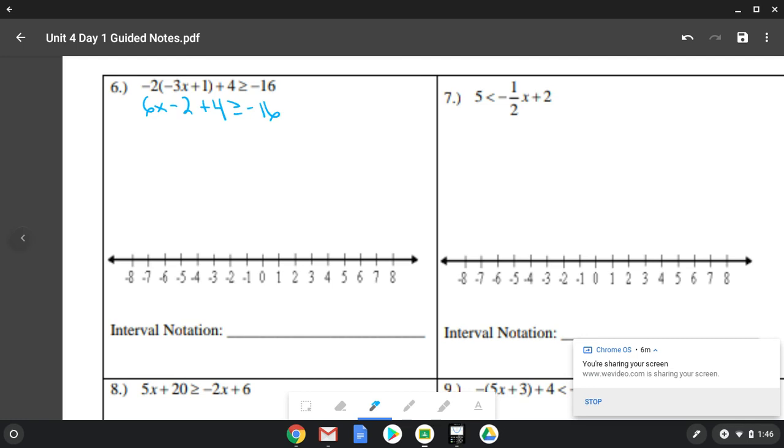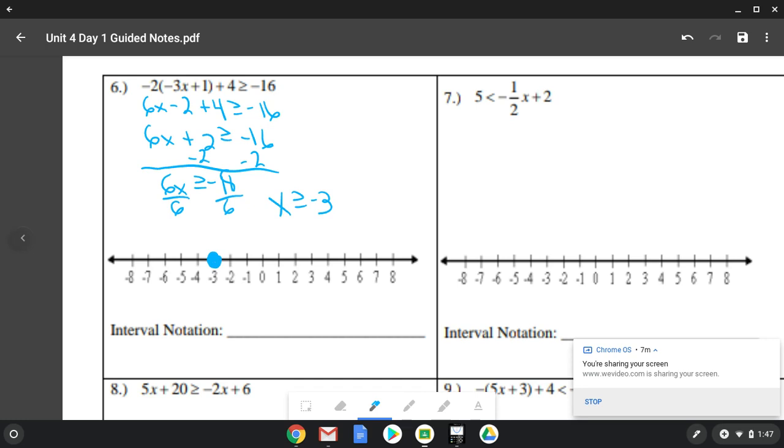And then combining like terms would give us 6x plus 2. We subtract the 2, and we get 6x is greater than or equal to negative 18. Divide by 6, and we get x is greater than or equal to negative 3. So now we have a closed circle at negative 3.